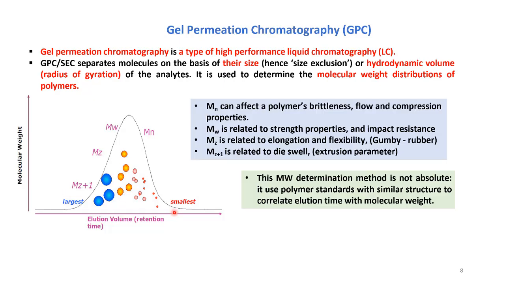So the molecular weight can affect a polymer's brittleness, flow, and compression properties. The Mw is related to the strength, properties and impact resistance. Mn is in relation to the elongation and flexibility of gummy rubber. Then Mz plus 1 is related to the die swell or extrusion parameters.